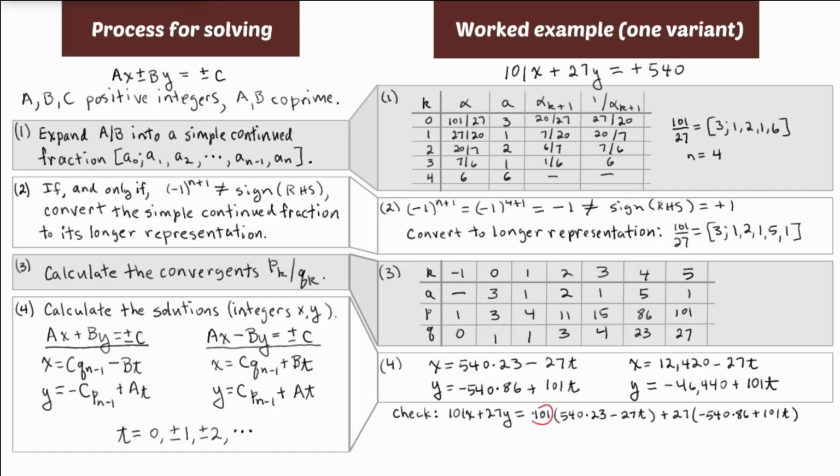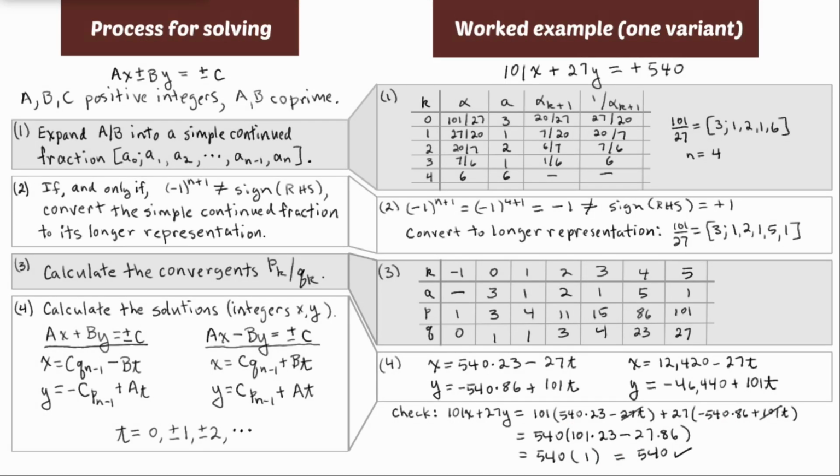Notice that in this term, we have 101 times negative 27t, and in this term we have positive 27 times positive 101t, so they cancel out. There's another simplification we can do. In the terms that are left, we have 540 here and negative 540 here, so we can factor out 540. Now we can write 101x plus 27y equals 540 times the quantity 101 times 23 minus 27 times 86. What's in parentheses equals 1, so 101x plus 27y equals 540, confirming our expressions for x and y are correct.